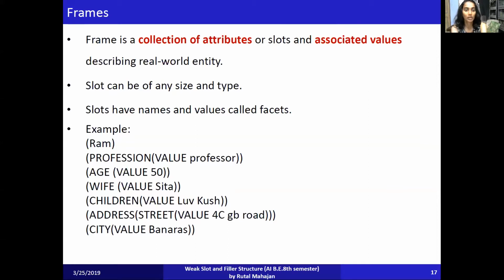Let's see the example. First, Ram. Now, Ram is associated with a profession. The value is professor. Now, age of Ram. The value is 50. Now, wife. What is the value of the wife of Ram? That is Sita. Children. The value is Love and Kush. Address. Then in address we specify other things, that is street. The value is 4 CGB road. City. The value is Banaras. This is how we can represent any knowledge using frames.